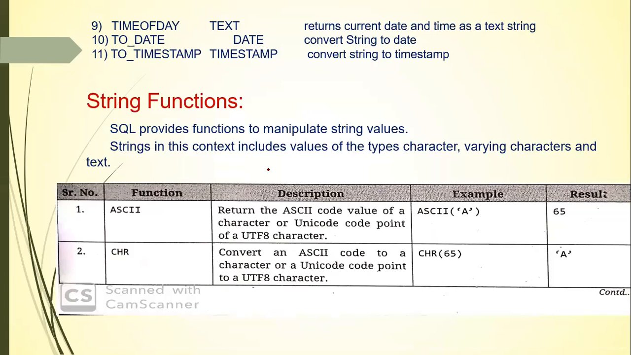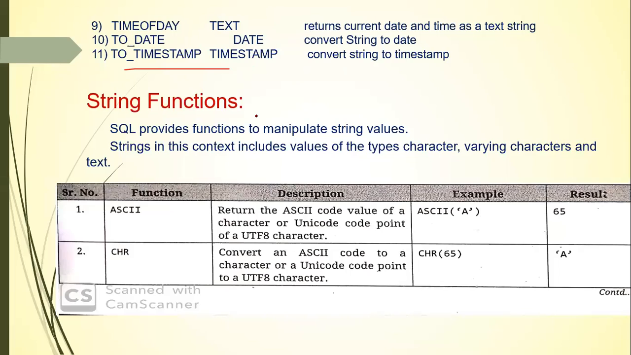Now time of day, that is, it is a text format and it returns the current date and time of day as a text string. To date, that is, convert our timestamp into the date. डेटच्या फॉर्मॅट मध्ये दिलेल्या टाइमस्टॅम्पची व्हॅल्यू डेट मध्ये कन्वर्ट होईल. टू टाइमस्टॅम्प, आपण दिलेला नंबर टाइमस्टॅम्पच्या फॉर्मॅट मध्ये कन्वर्ट केला जाईल.